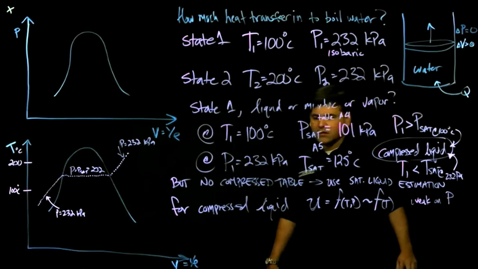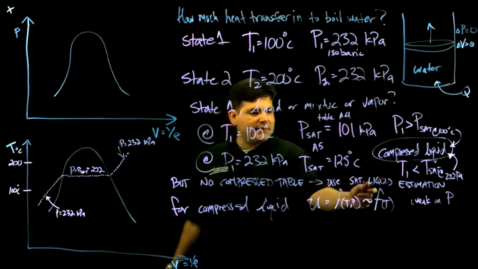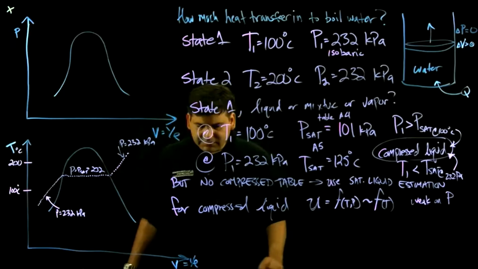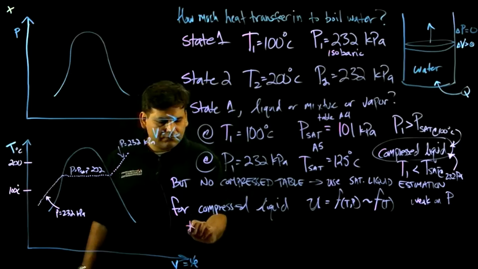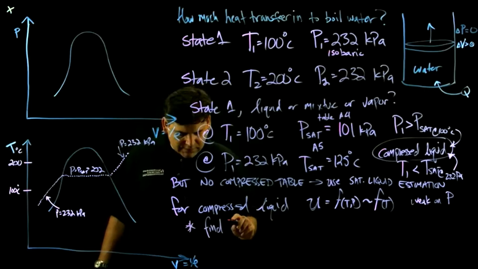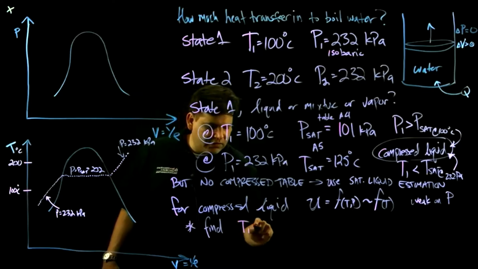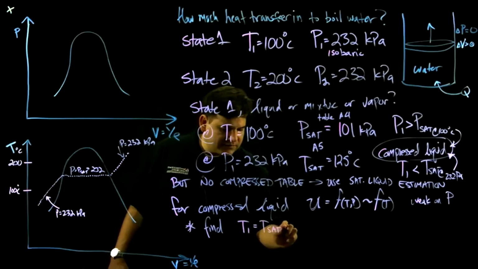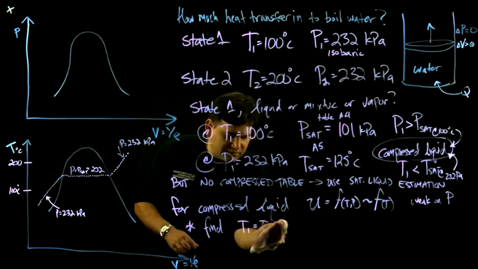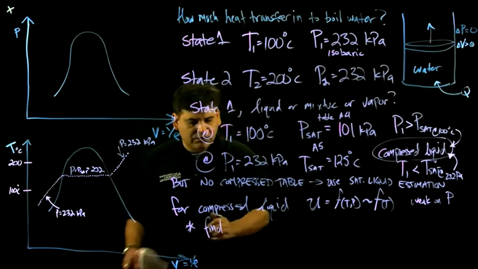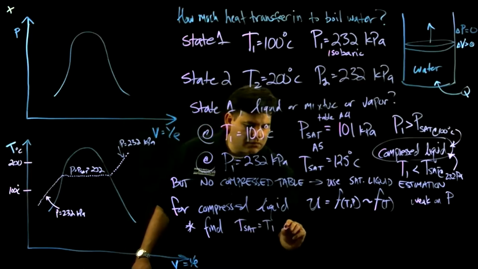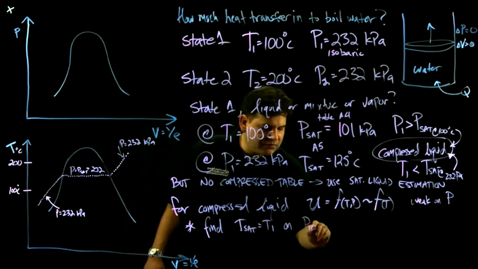So what does that mean? Well, here's the algorithm to estimate the properties from the saturated liquid table. What you would do is find where T1 equals Tsat, or the other way around, Tsat equals T1, on the pressure table.